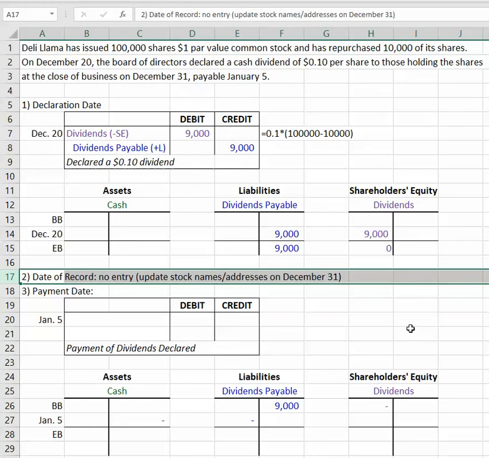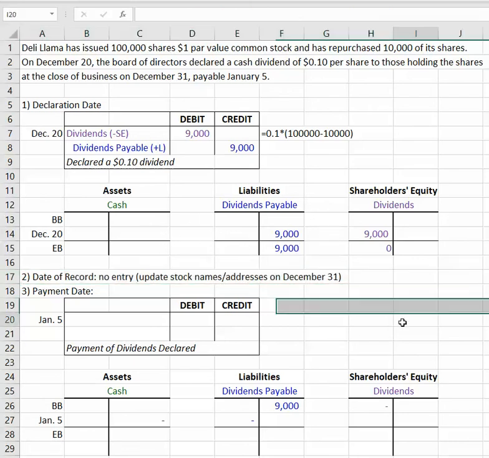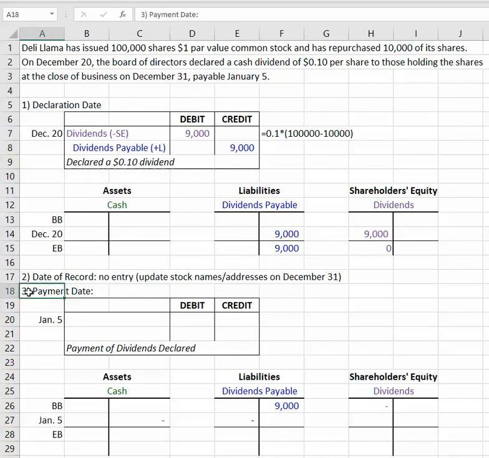Now, as far as the financials go, on your statement of shareholders' equity, we'll see dividends of 9,000. On your statement of cash flows, there is no cash paid under financing activities because they owe it. So that's going to be a liability, and it'll be a current liability. So now we go into the next accounting period.